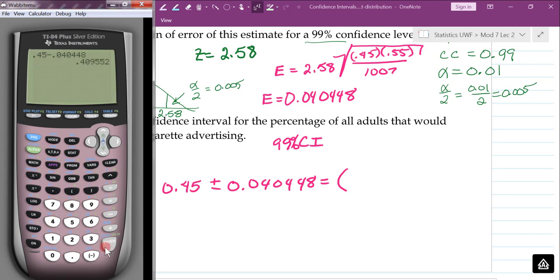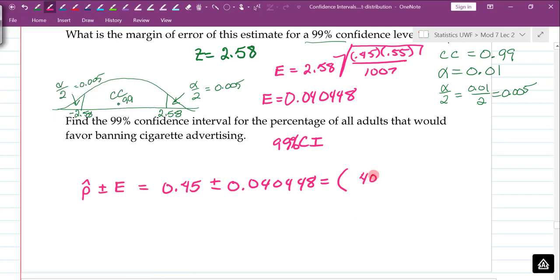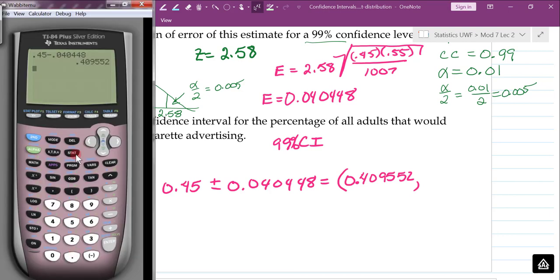So now that is 0.409552. There we go. Now we're going to get our upper bound. We're going to go ahead and highlight this right up here, hit enter, and then I'm just going to scroll back over here very quickly and turn that into a plus and hit enter. And now that is 0.490448.